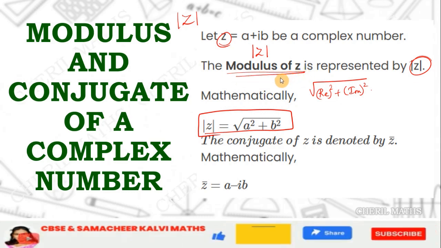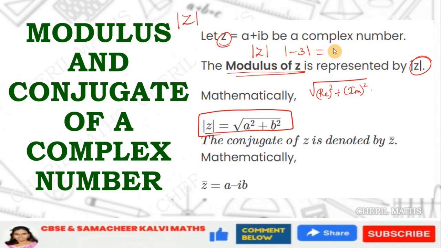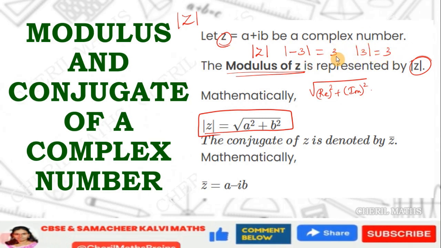Is it clear, children? And remember, whenever you have anything under the modulus, if it is modulus of -3, then the value is going to be 3. The modulus of 3 is also going to be 3. This is another concept regarding the modulus.